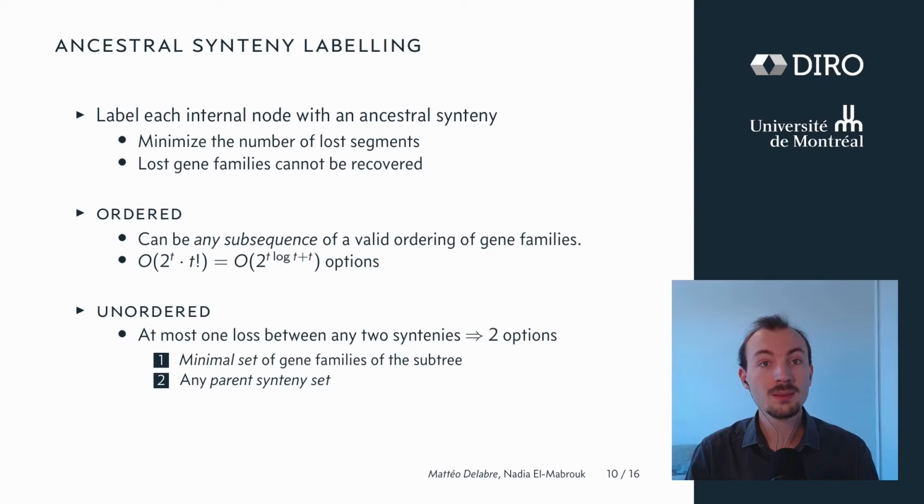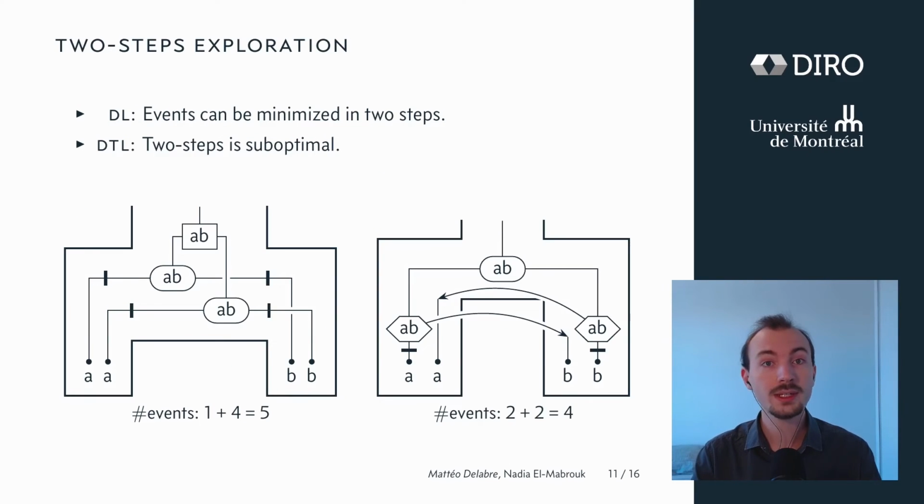and this is because there may be at most 1 loss on each edge of the synteny tree. So the first option is to choose the minimal set of all gene families that are in the subtree of the node. This choice would incur either 0, 1, or 2 losses below the node. We may also choose any larger set than this one, and this would incur exactly 2 losses, 1 on each edge. Now we know how to calculate each part of the super-reconciliation.